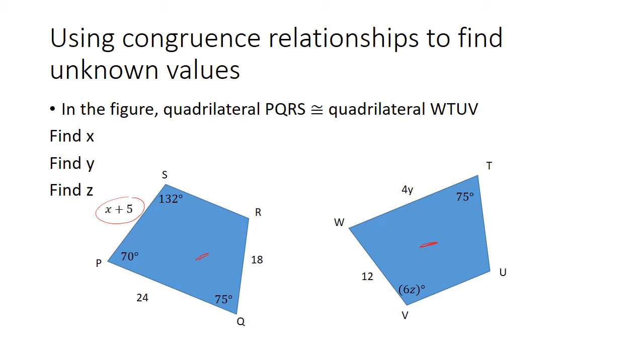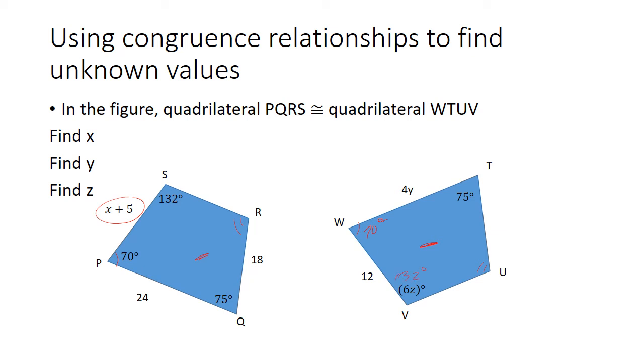Okay, so P is congruent to W, okay? So we know W is 70 degrees because those are congruent. Q is congruent to T, so they're both 75. R is congruent to U. We don't know what their value is, but we can find them pretty easily. S is congruent to V, so V is also 132 degrees.